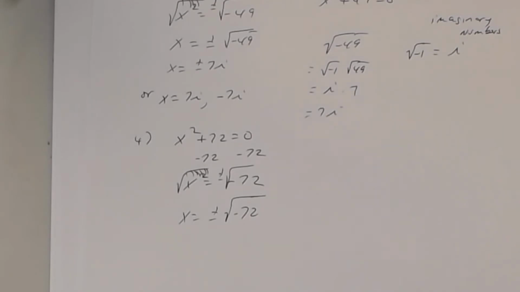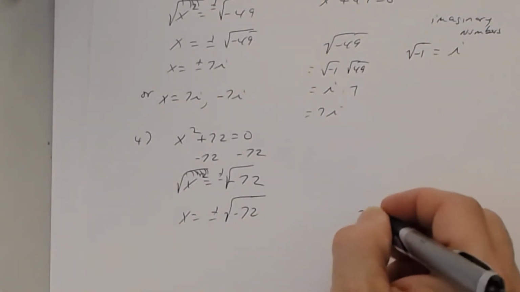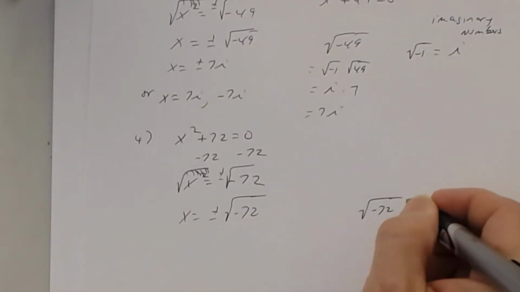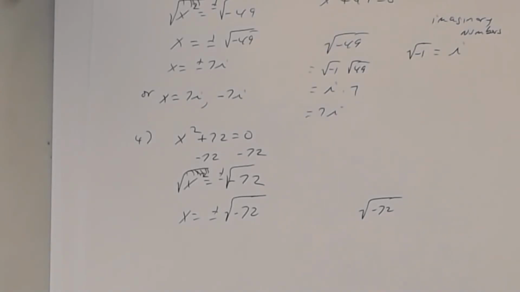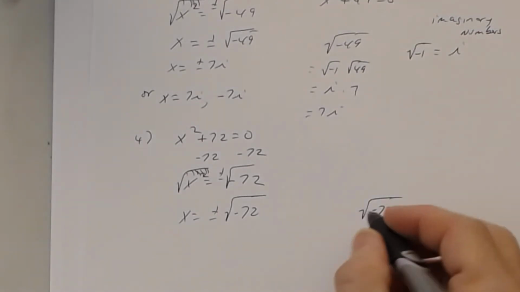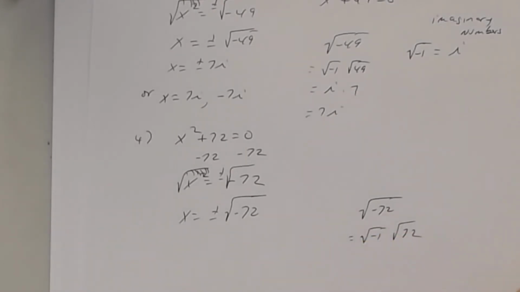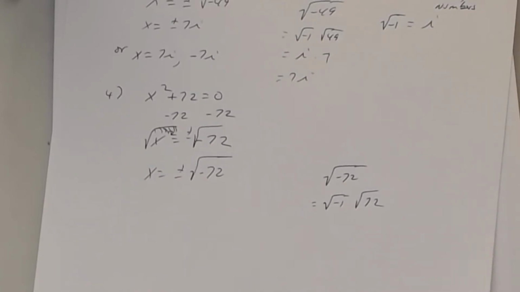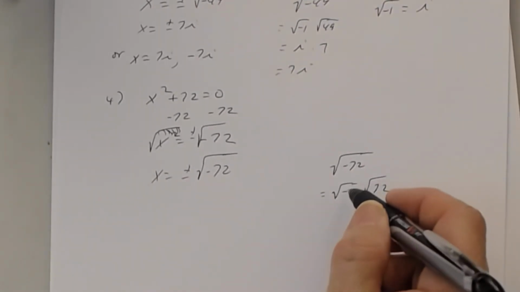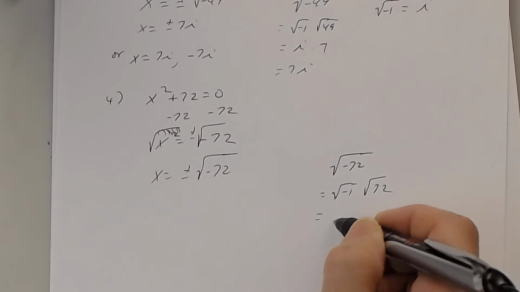All right. Now, let's talk about the square root of a negative 72. If you're having difficulty with this, then you really need to rewrite it as a product of square roots. So in other words, you need to rewrite this as the square root of negative 1 times the square root of 72. That's what you would need to do first. We now know that the square root of a negative 1 is i.